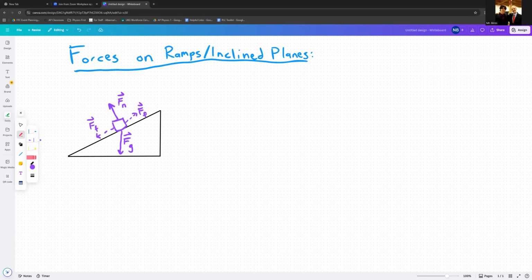Okay, now let's talk a little bit about how we're going to set up forces or do a sum of forces, specifically how we're going to look at directions. So it turns out what we want to do with a ramp, for a couple of reasons, is we want to reorient this ramp.